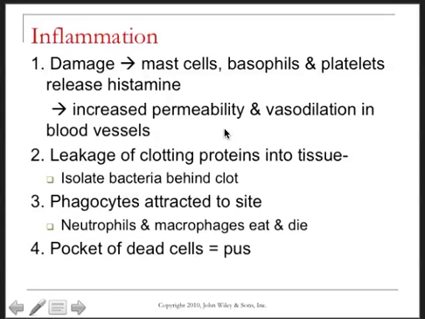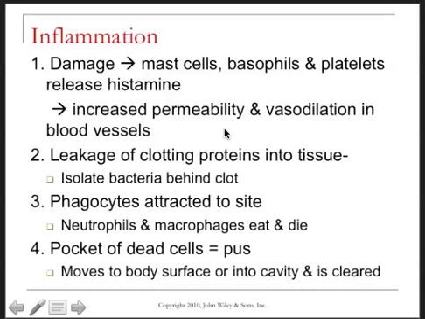And then we create here a pocket of dead cells that we call pus, which moves to the body surface or into the cavity, and as a result is cleared. So anytime you see pus, that's a good thing, because that's your body actually fighting the disease process and effectively clearing out either dead or dying tissue or the pathogen itself.